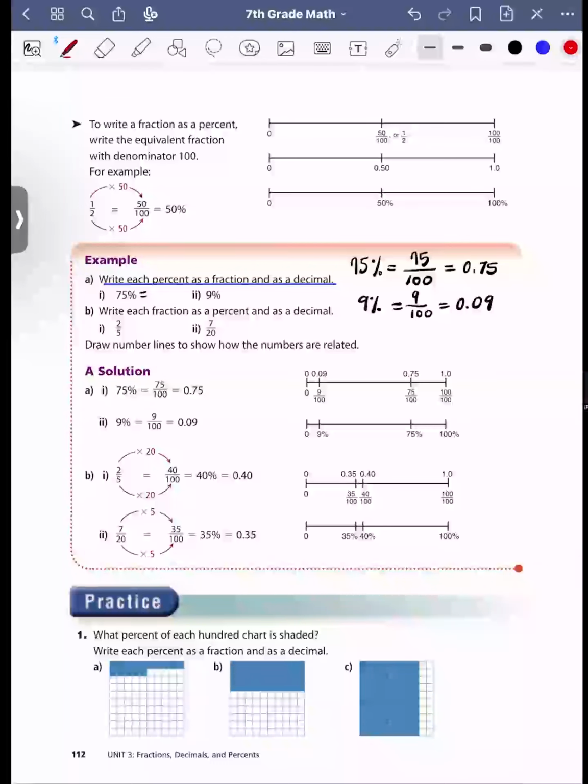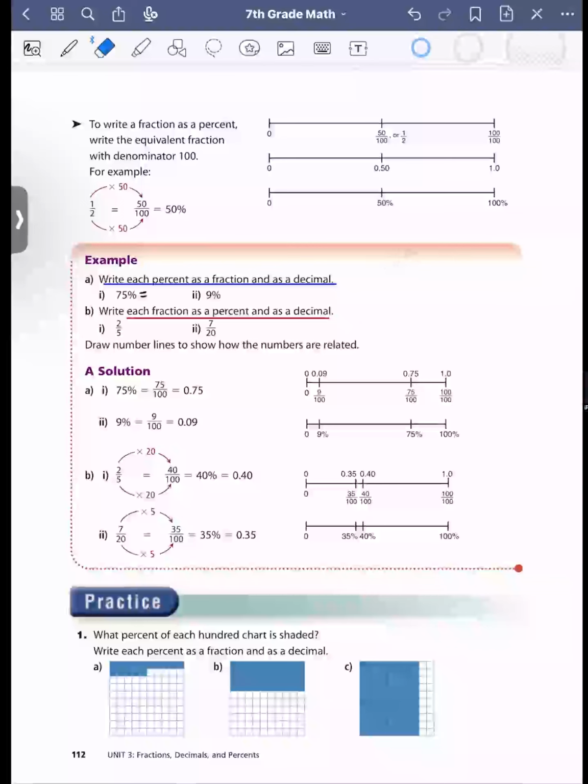Write each fraction as a percent and as a decimal. So right now we have a number that's 2 over 5. And to make it into percent, to make it into decimal, you can simply multiply 2 to both numerator and denominator, which is 4 over 10, right? Which is 0.4, which is 40%. Great job.